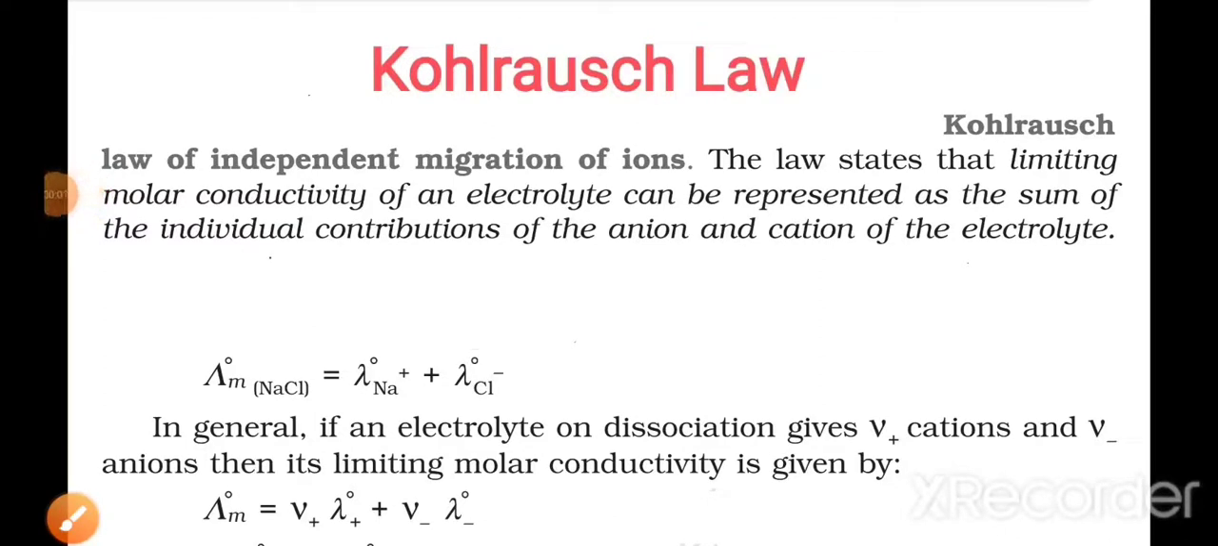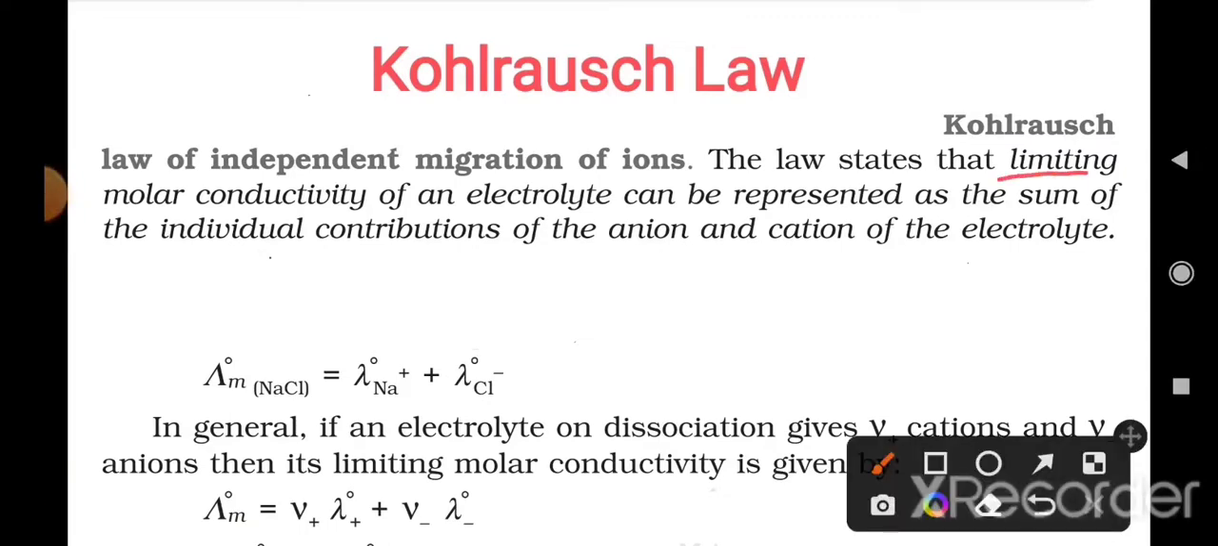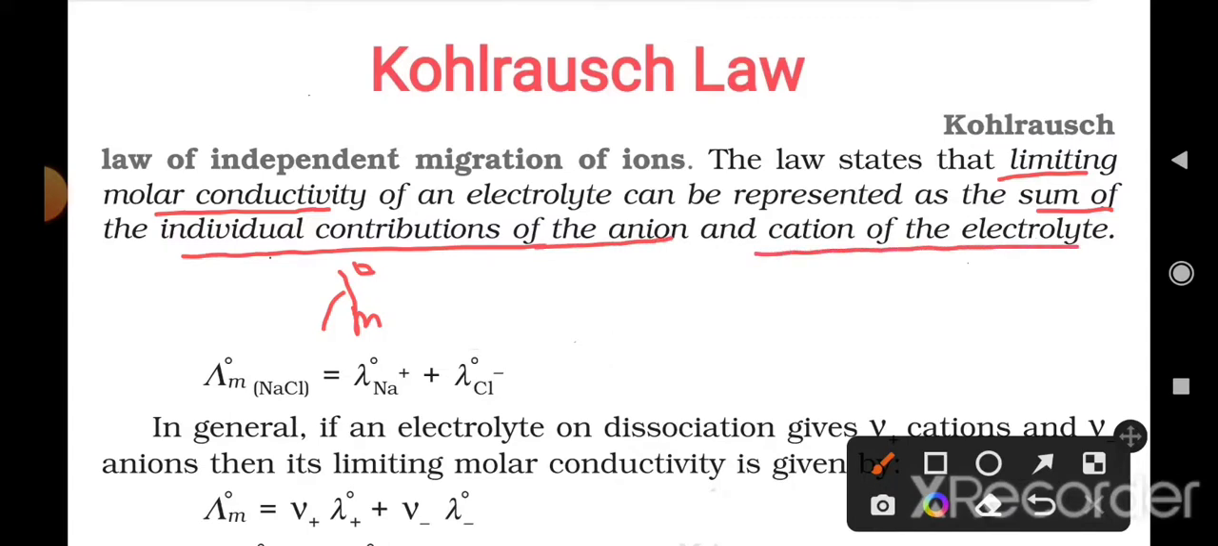Kohlrausch Law. Kohlrausch Law of independent migration of ions states that the limiting molar conductivity, that is lambda m naught, for an electrolyte can be represented as the sum of the individual contributions of the anion and cation of the electrolyte. That means it is the limiting molar conductivity, represented by lambda m naught or lambda m infinity, that is the molar conductivity at infinite dilution.